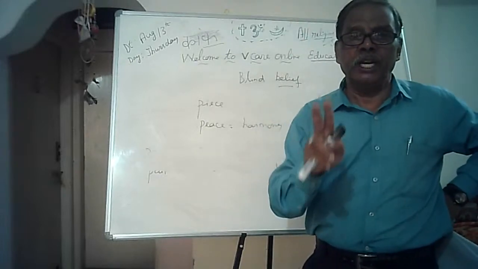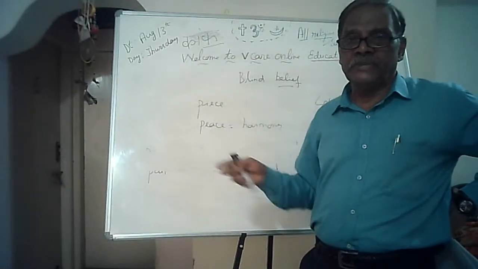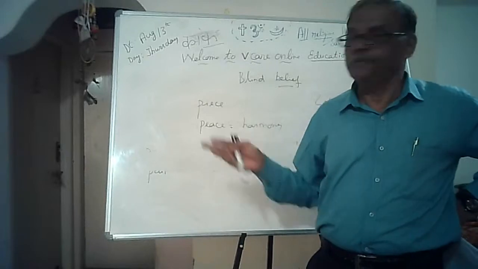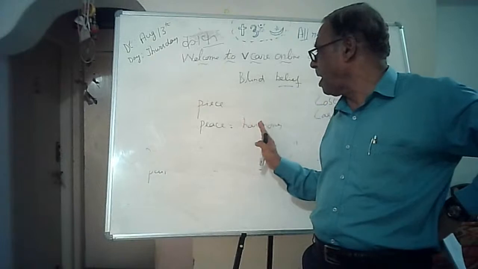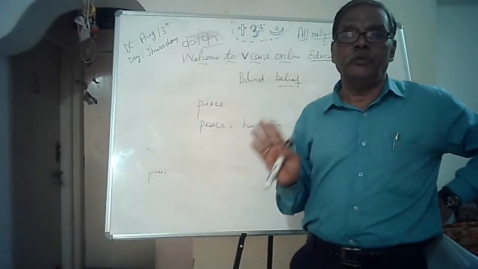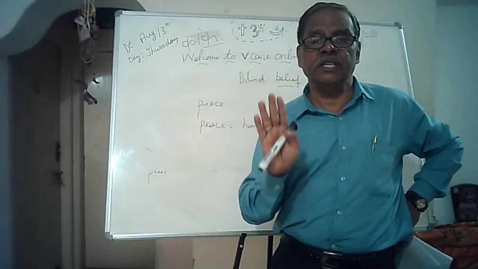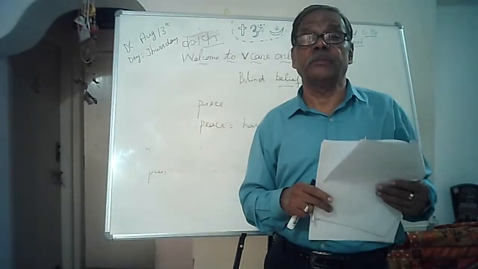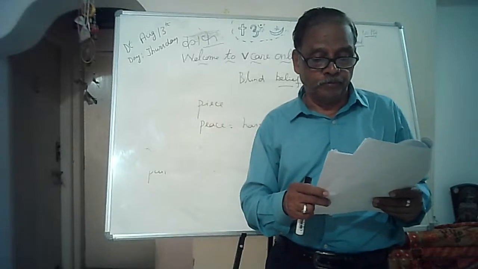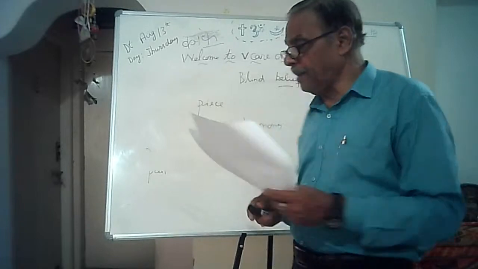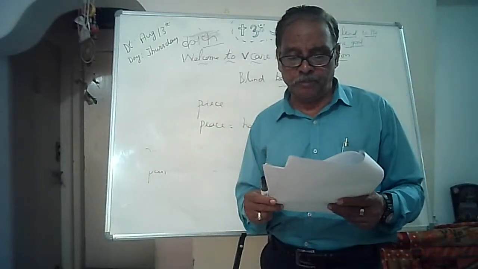Get me 2 pieces of chalk. Get me a piece of paper. P-I-E-C-E, this piece is a part. P-E-A-C-E is harmony. We should maintain peace during this COVID. Maintain peace means something like silence. One is plain and one is plane. Plain means simple.